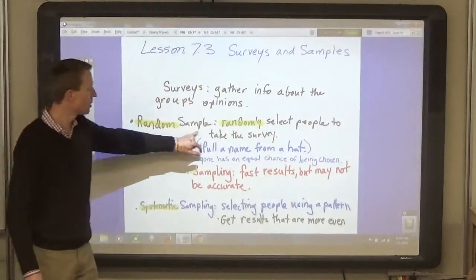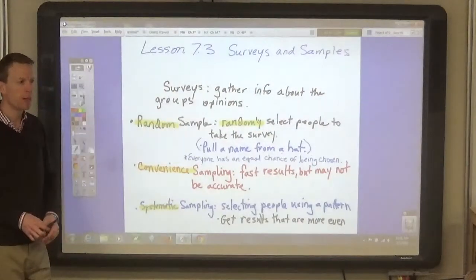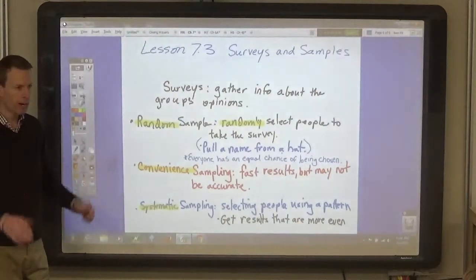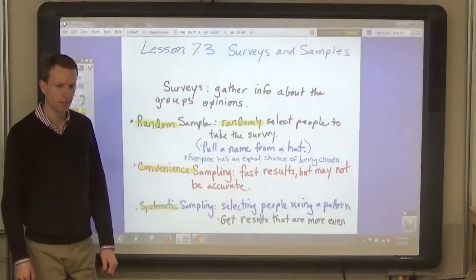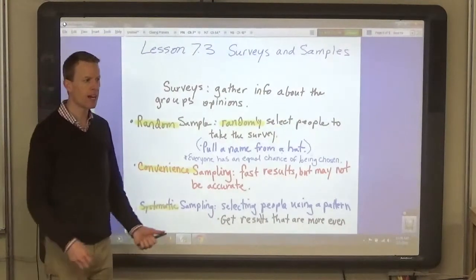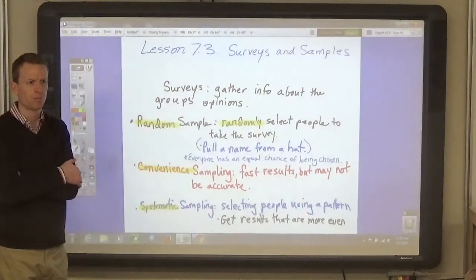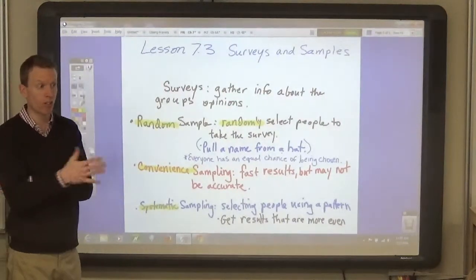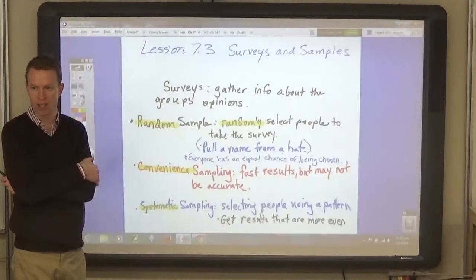One is called a random sample. Okay? A random sample means that people are randomly selected. Names are completely random. Randomly selected to take the survey. Alright? Now, what's the idea behind a random sample? One famous company here in the United States that does surveys is called Pew Research, P-E-W, Pew Research Company. They do surveys of all kinds of things.